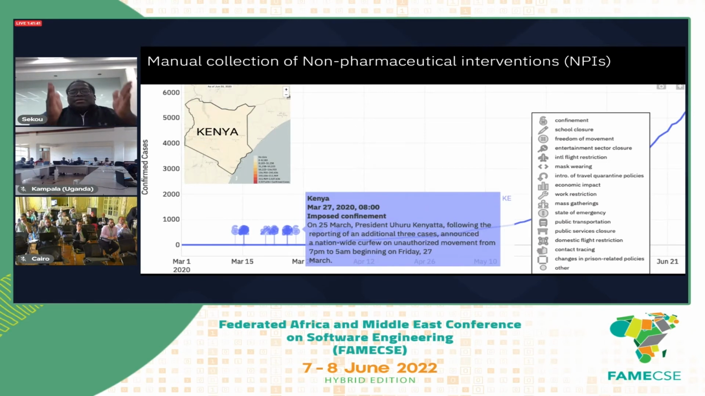We were able to classify that NPI, manually in the beginning, into a given taxonomy. And this is just an example for one country, Kenya, where we were able to capture a time series. Now, the idea is that we would like to automate this process, because manual collection does not scale very well. Yes, you can crowdsource. However, crowdsourcing by itself is a very expensive task.